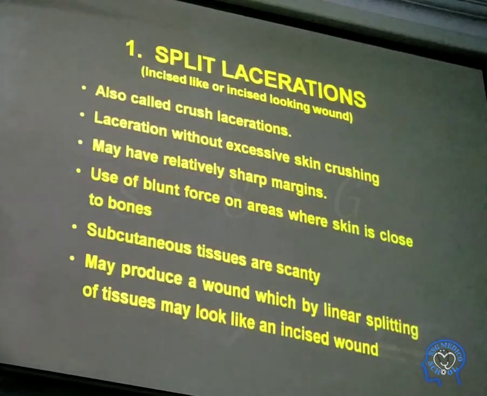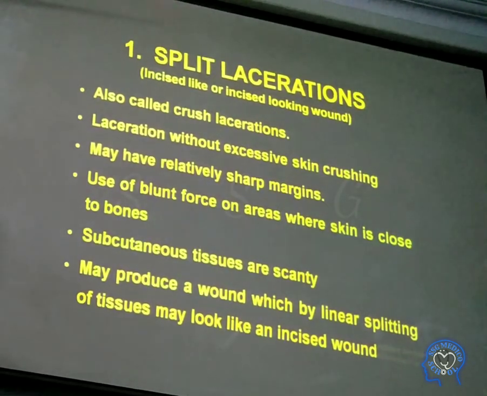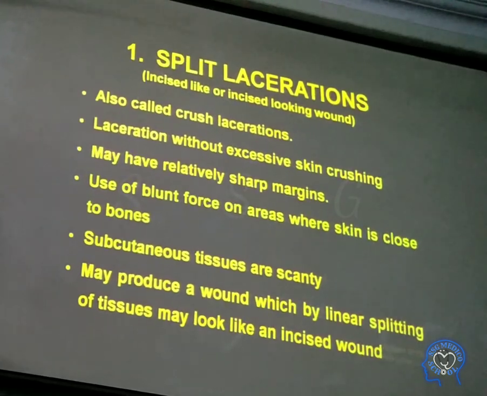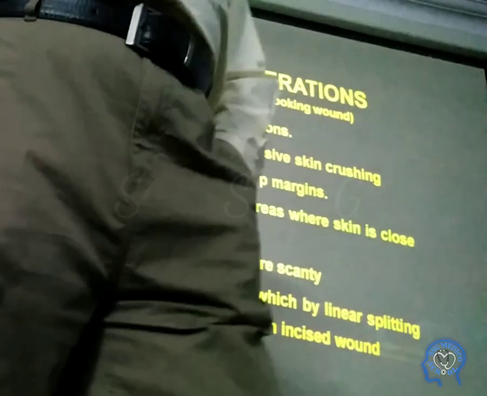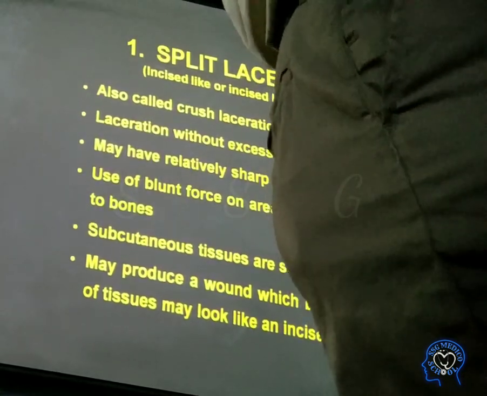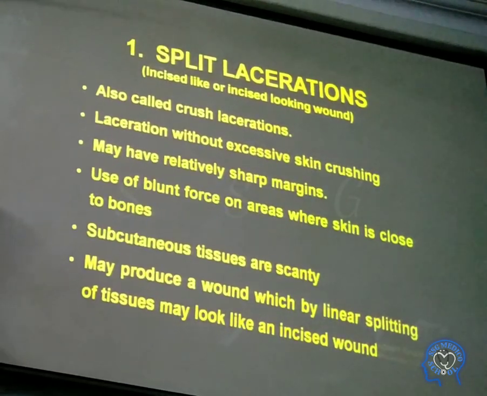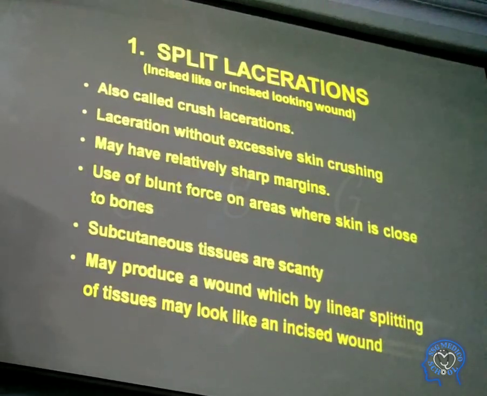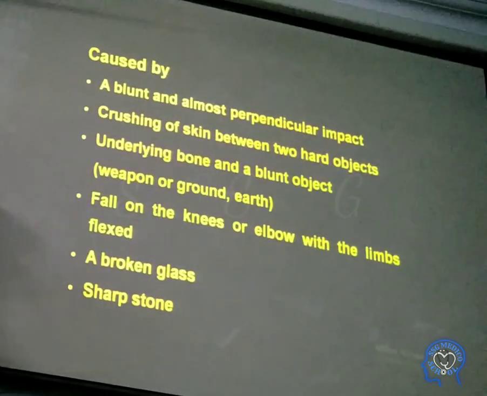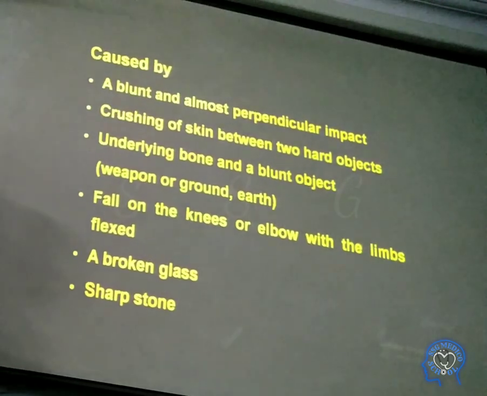Split laceration looks like an incised wound. It occurs without excessive skin crushing. It is produced by blunt force where there is no intervening tissue, on the bone, like the skull, supported tissue. They produce a linear split like an incised wound. Next.